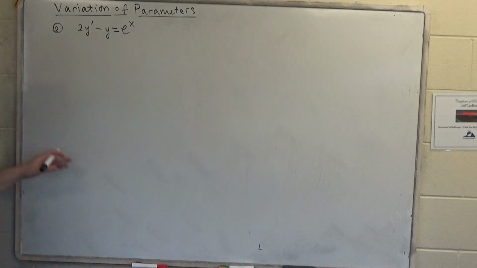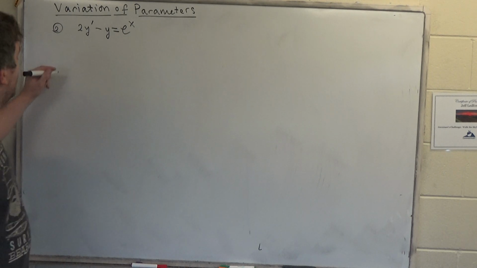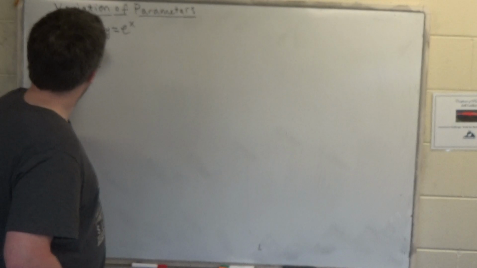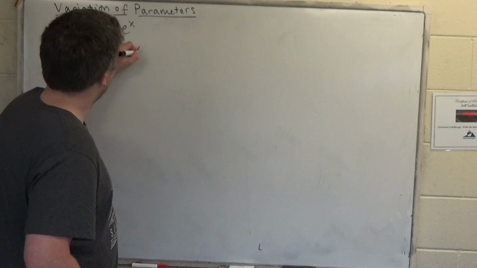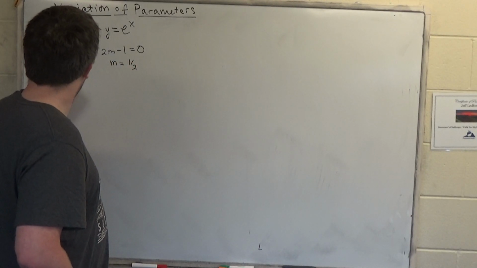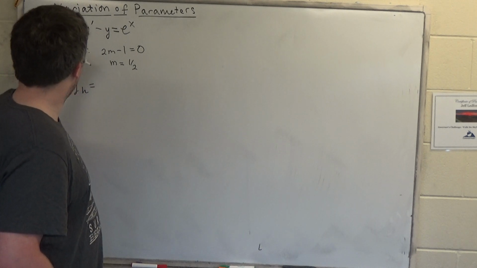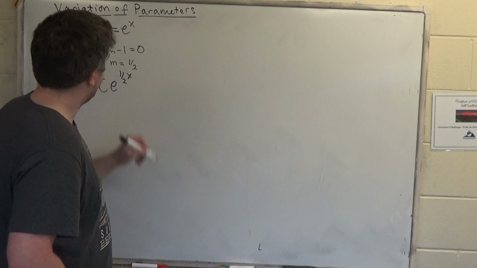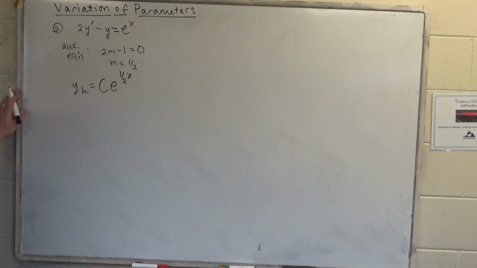What we want to do first in all of these, for all non-homogeneous problems, is to actually solve the homogeneous problem first. To do that, we write the auxiliary equation, which in this case is 2m minus 1 equals 0, which leads to m equals 1/2. And I write down the homogeneous solution. Since this is first order, it's just going to be c e to the 1/2 x. There's no need for a c2. Okay, well, half of my problem is already done.